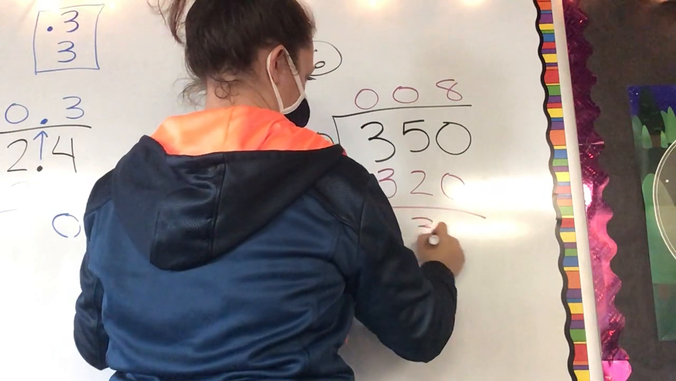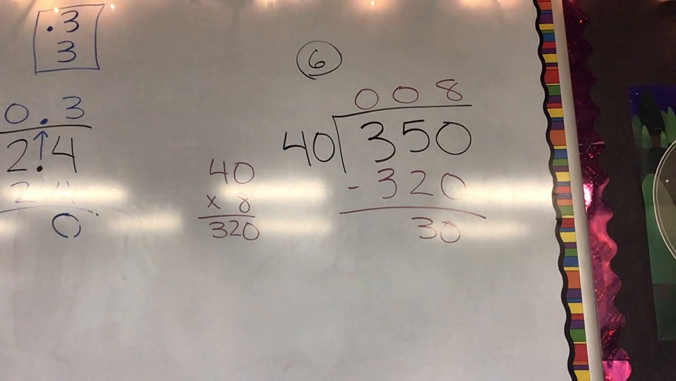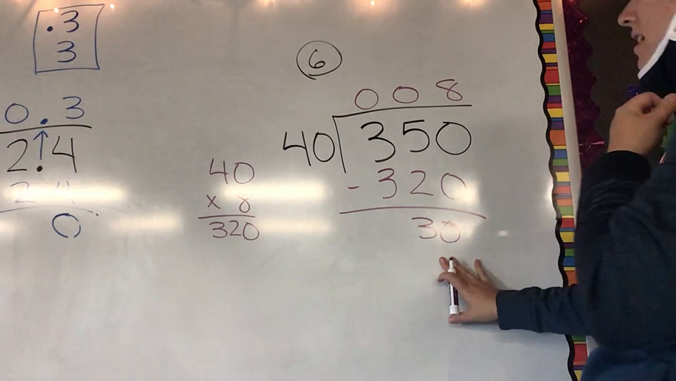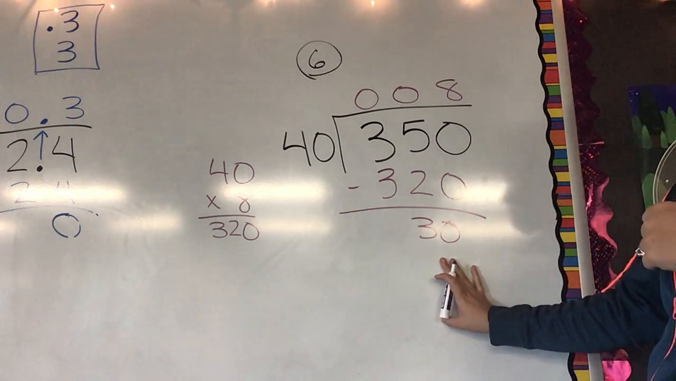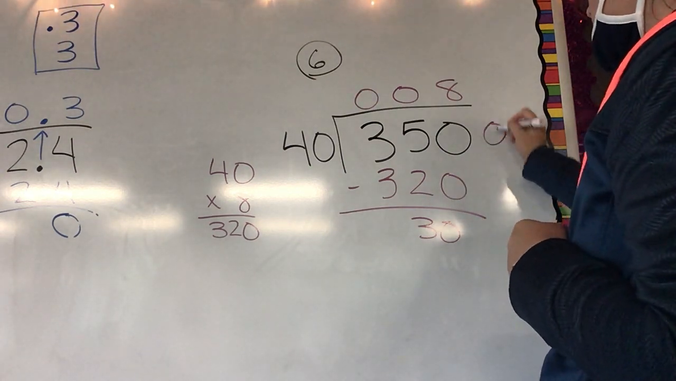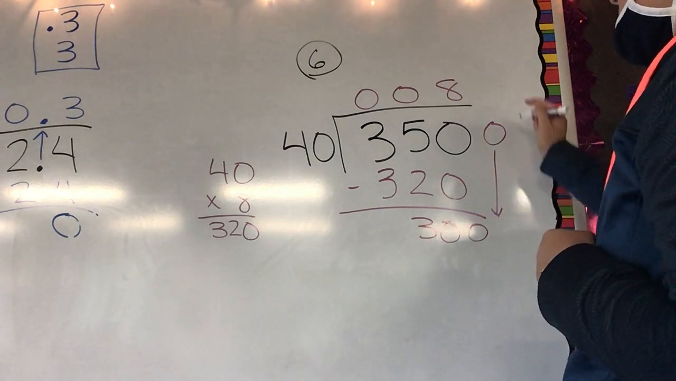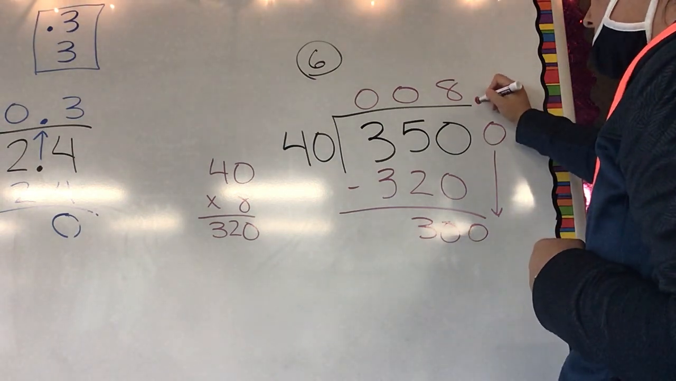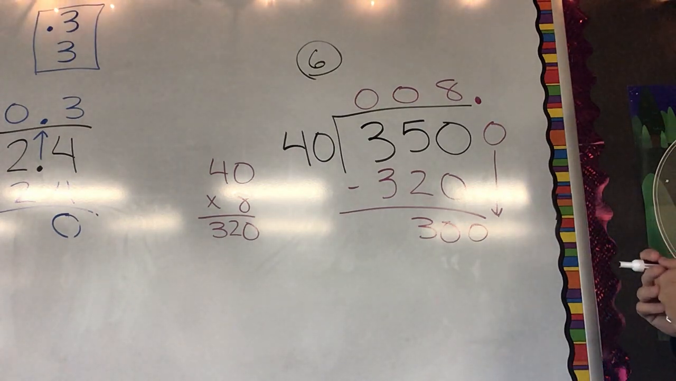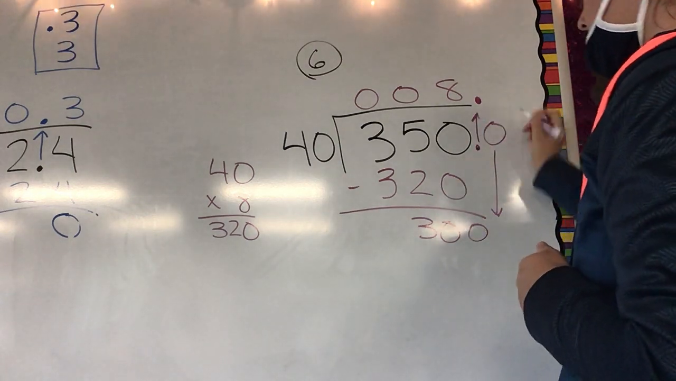Now what do I do? Add a 0, I heard somebody say, because in the past, what would I have done with this 30? It would have been a remainder 30 in the past, but we're better than that now. So I know I can add a 0 here and bring down that 0. Okay? But because I had to add that 0, I need to add a decimal. Yep. It would have been here. Follow it up.